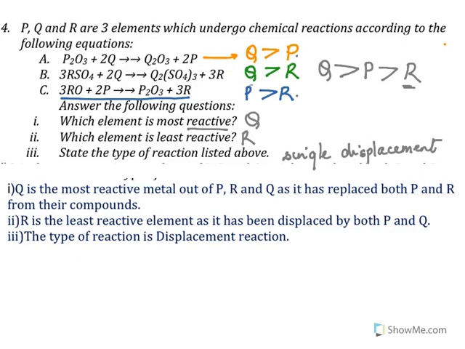So here's the answer to the same questions now. Q is the most reactive, out of P, Q, R, as it has replaced both. It replaces P as well as Q from their compounds. And R is the least reactive, as it has been displaced by both P and Q. R is displaced by P as well as by Q, and the type of reaction is a displacement reaction.